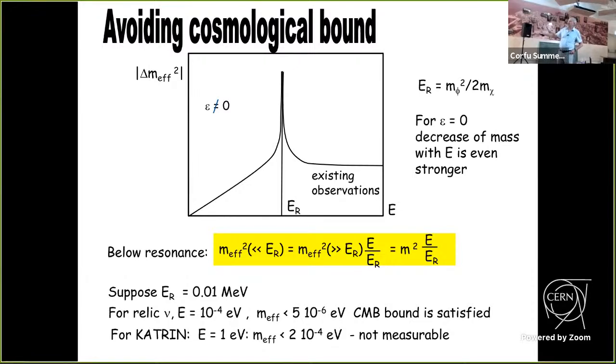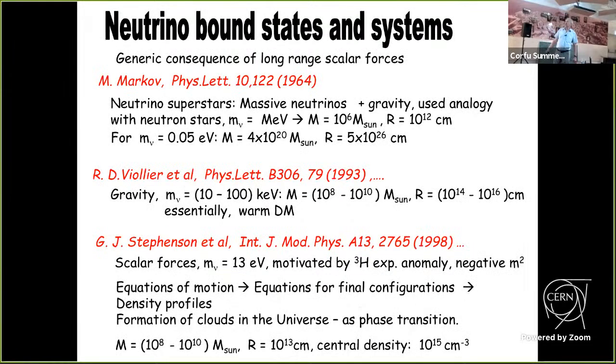And so if this resonance is also not too close to zero, for instance, like 0.01 MeV, then in the range of energies of C and B neutrinos, the effective mass is 10 to the minus 5 electron volts, very small. And so it increases, but it doesn't increase so much that you violate the cosmological bounds. It's bad news for Catherine, because for 1 electron volt energy, the effective mass is 2 times 10 to the minus 4 electron volt, which is not possible to measure.